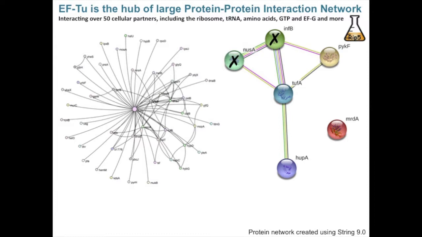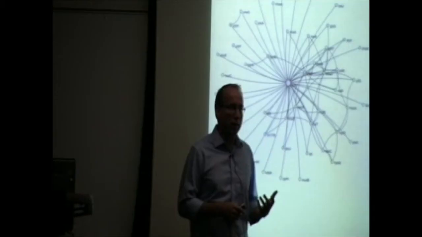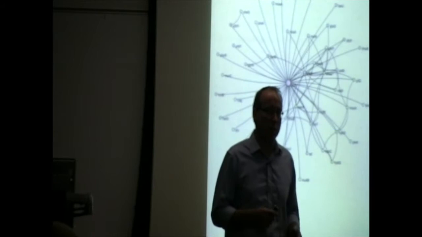So it begs the question: what's going on here? We know that NUS and TUF interact, so why is there a selective advantage to getting rid of NUS when you have this ancient TUF inside of the cell? That's what Betul set out to understand.